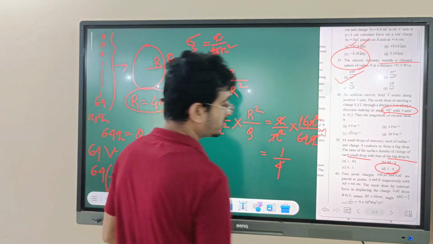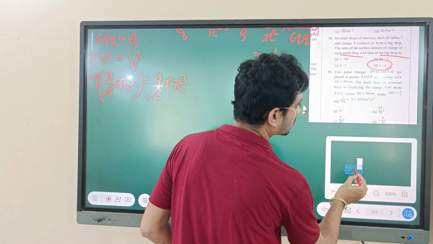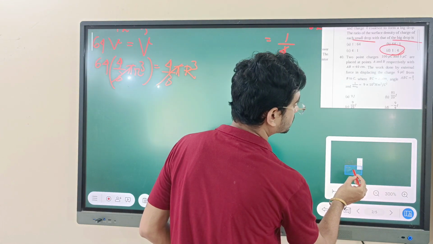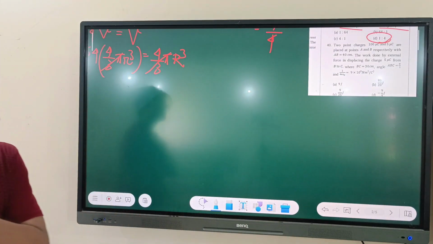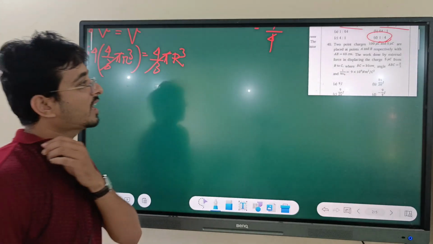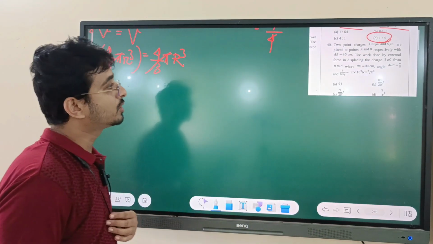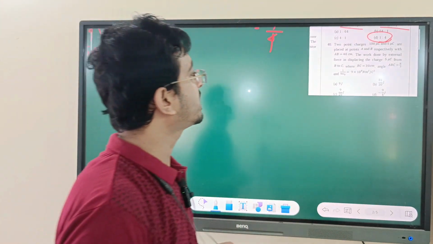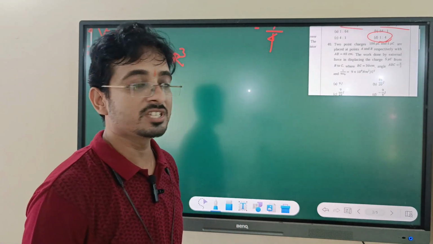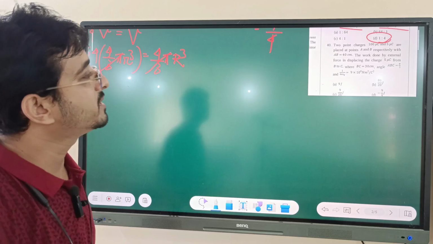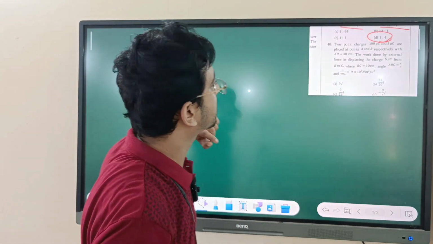And for today the last question is: two point charges of 100 microcoulomb and 5 microcoulomb are placed at points A and B respectively, with AB equal to 40 centimeter. The work done by an external force in displacing the 5 microcoulomb charge from B to C, where BC is equal to 30 centimeter, and angle ABC is given.